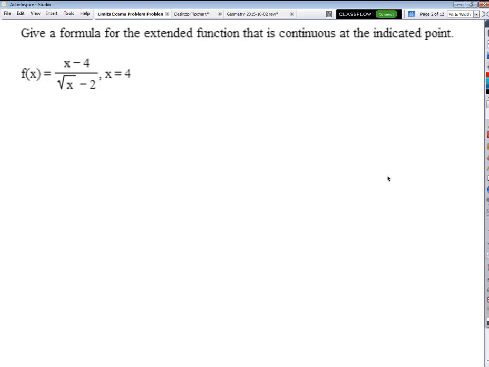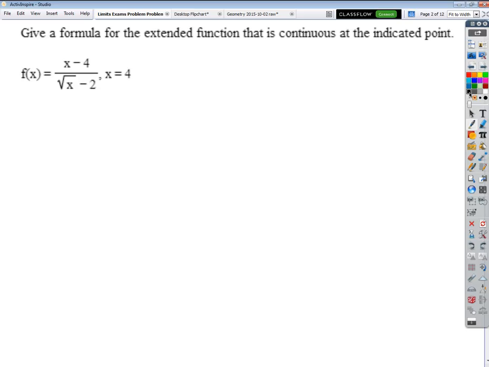Right, we've got to get rid of the indeterminacy. If we want to fill in that hole, we've got to figure out, okay, what's the limit of the function there? Because the function doesn't exist, so we'll find the limit of the function, and then we'll just assign the function that value at that point. Does that make sense? Okay?